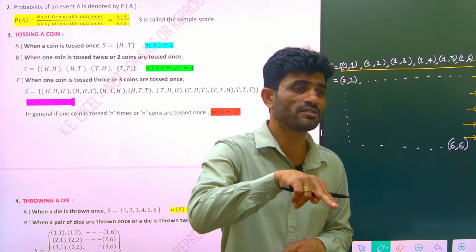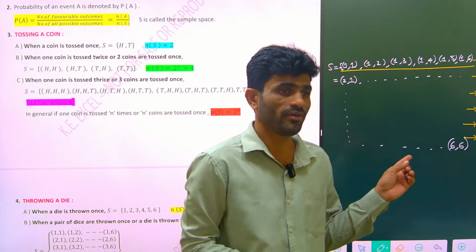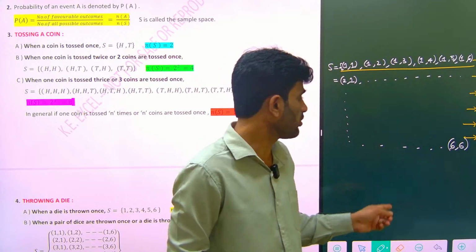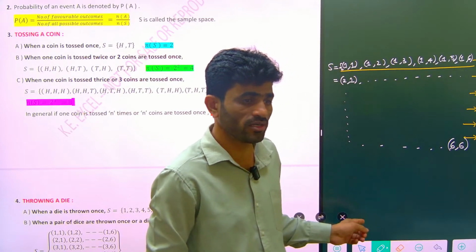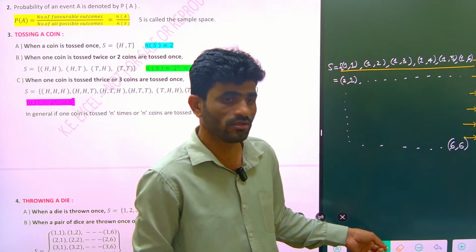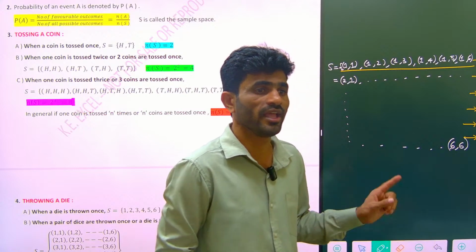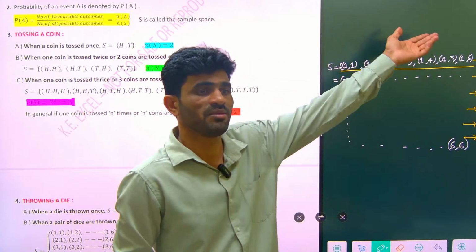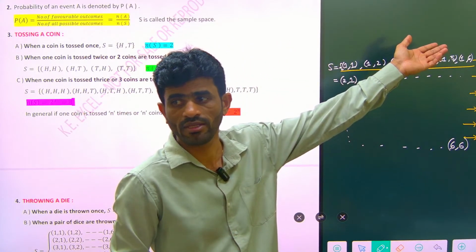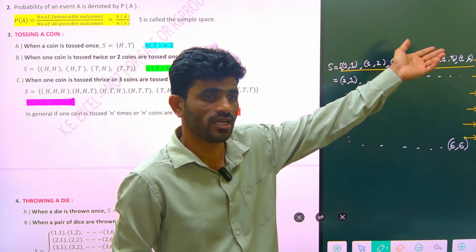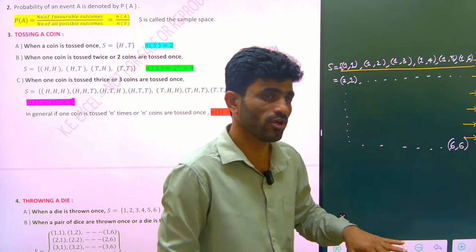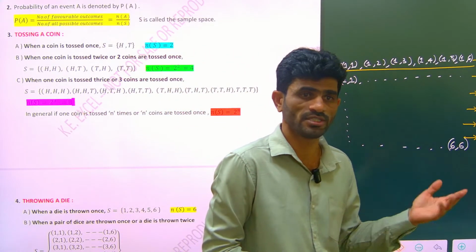Both are odd numbers. What did we get? 3 into 3. Both are odd numbers: 1, 3, 5 and 1, 3, 5, so 9 we got. Both are odd numbers, 9. Any one of them odd numbers, remaining 27. Understand? So like that you can remember. Any one of them or both of them. This is one kind of question.